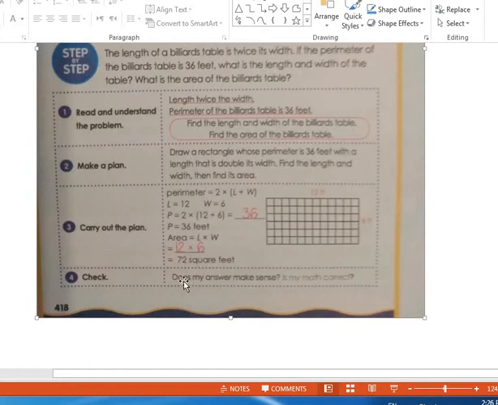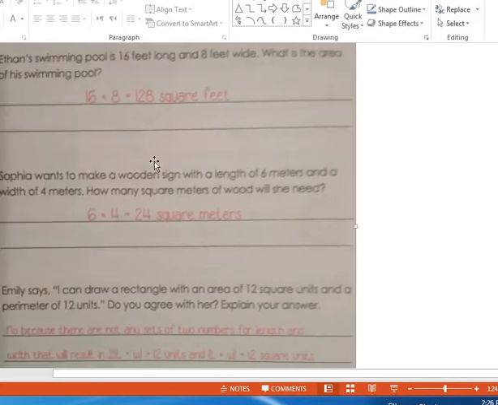Check. How to check? Does my answer make sense? Is my math correct? Yes, it is. Moving to the other slide.